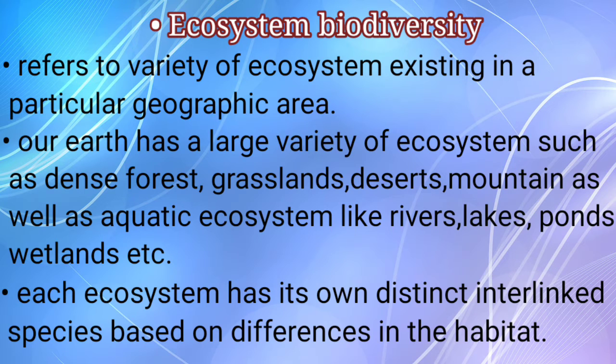Ecosystem diversity refers to the variety of ecosystems existing in a particular geographic area. Our Earth has a large variety of ecosystems such as forests, grasslands, deserts, mountains, plateaus and plains, as well as aquatic ecosystems like rivers, lakes, ponds, wetlands, seas, etc. Each of these ecosystems has its own complement of distinct interlinked species based on the differences in habitat. All those kinds of ecosystems which exist on Earth have varieties of species within them, and those species are interdependent. They always interact with each other for sustainability. This kind of diversity we call ecosystem diversity.